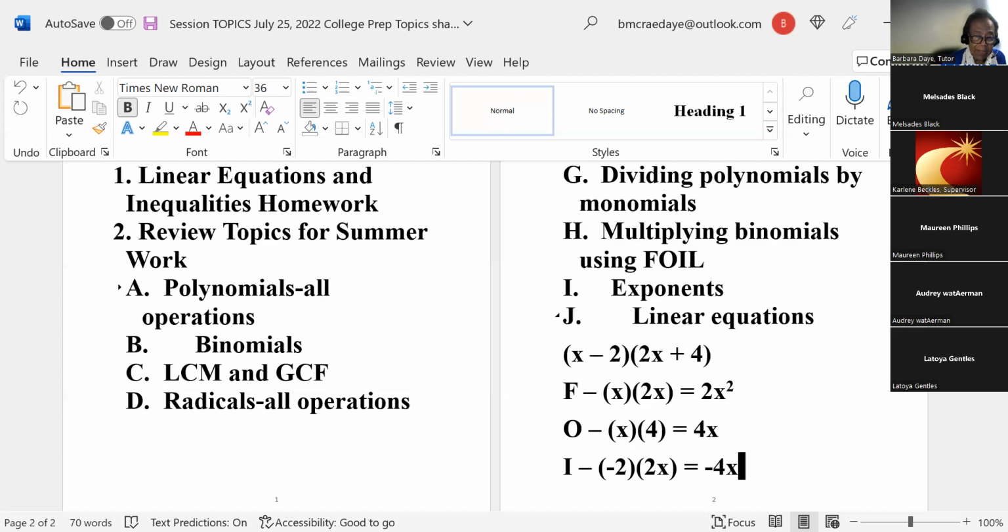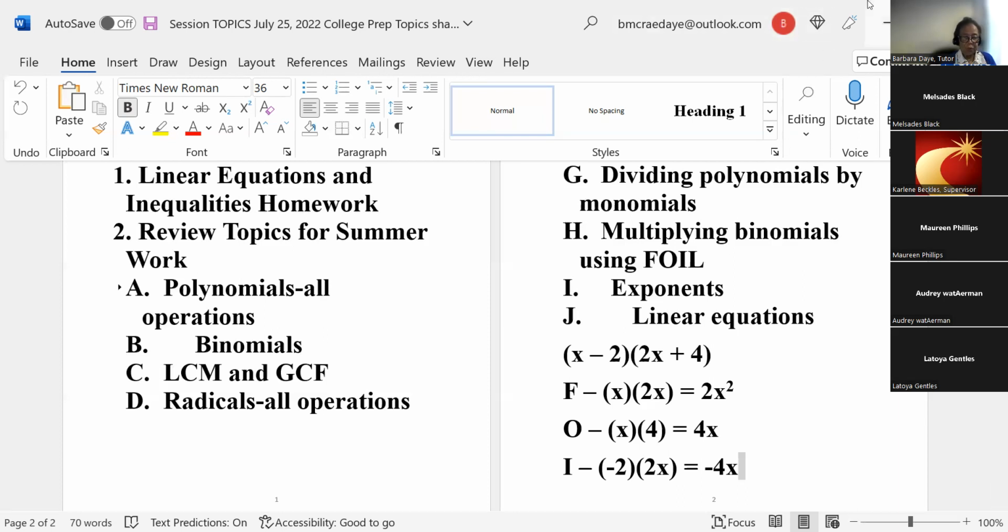Unlike signs divide to give you negative. Like signs multiply to give you positive. Minus times minus is plus. Plus times plus is plus. Minus divided by minus is plus. Plus divided by plus is plus.